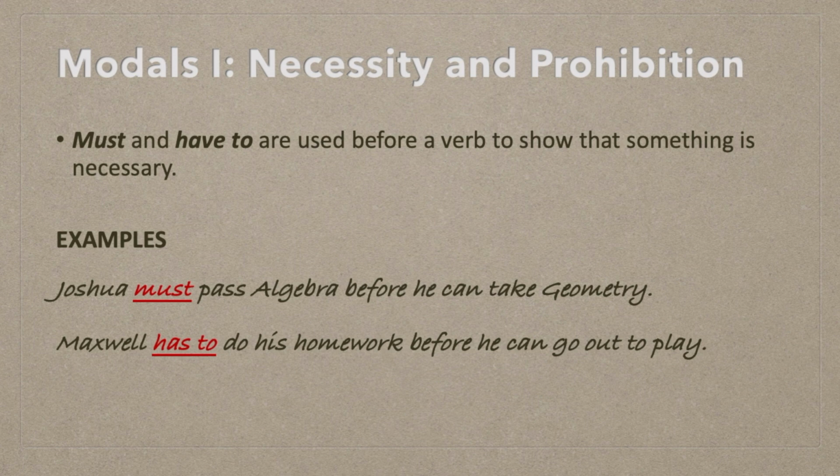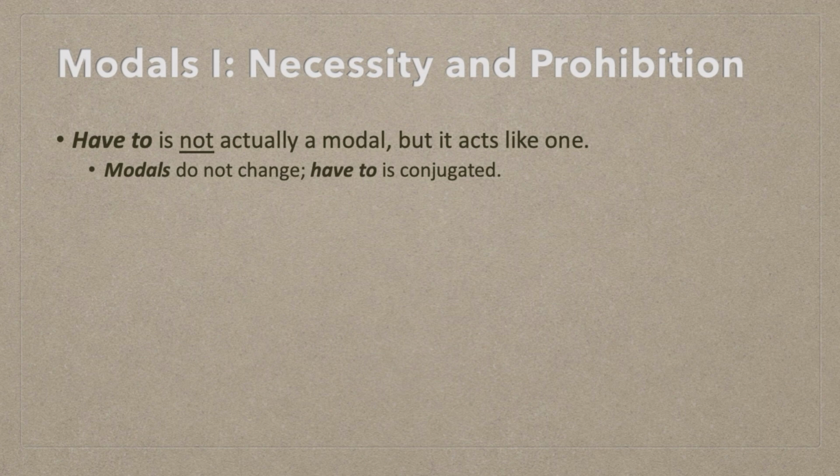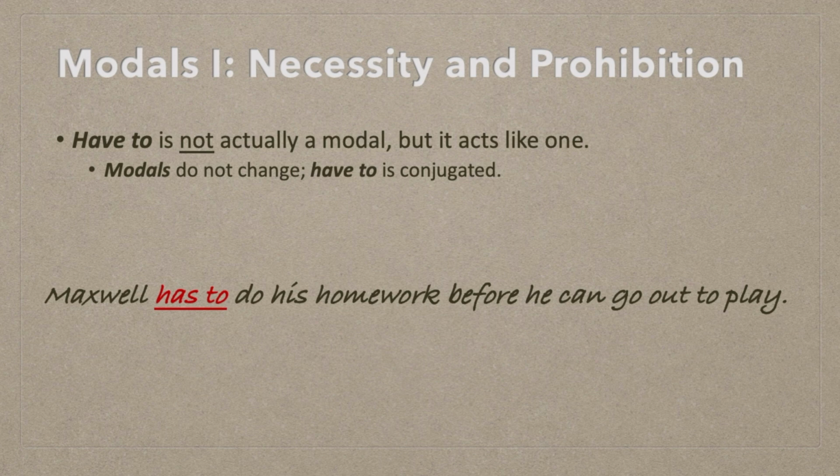Now, I must tell you that have to is not actually a modal, even though it acts like one. The thing that makes it not a modal is that modals don't change. Remember will? When we made verbs into future tenses, we added will, but will never changed. It was will whether we were talking about singular or plural. It didn't even change when we used third person singular. So true modals, like will, don't change. But when we use have to, we have to conjugate have. Just like in the sentence, Maxwell has to do his homework before he can go out to play.